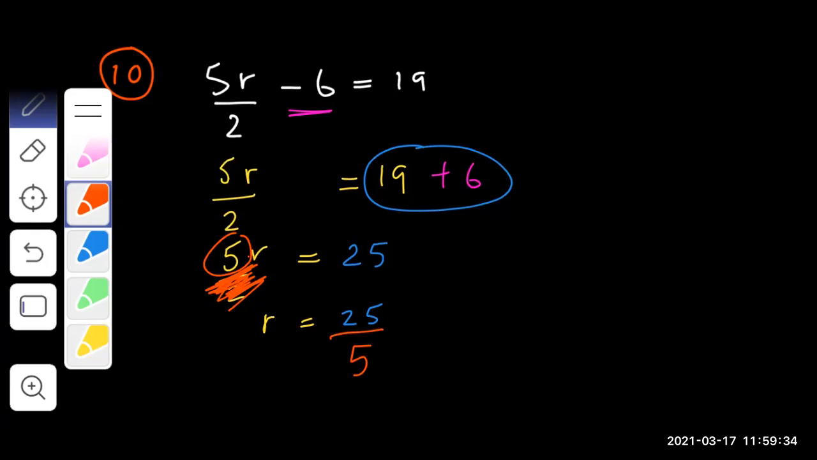Then, but what are you going to do? What was the number here, guys? It's a 2, right? What is this 2 doing here? Dividing, right? Yeah. So we have to multiply.